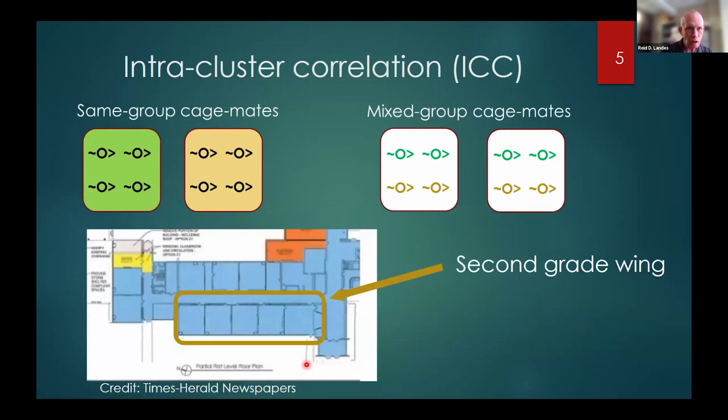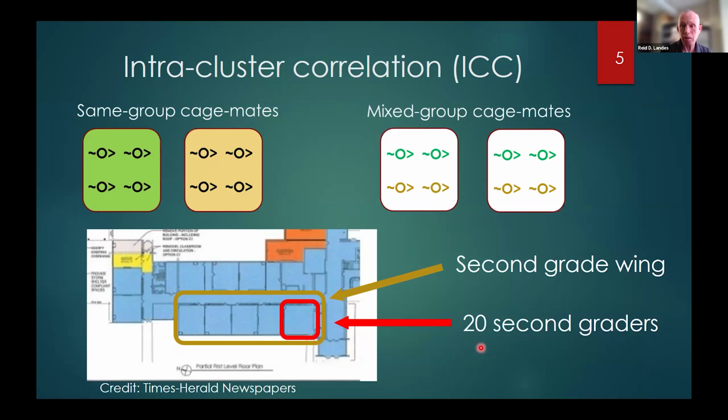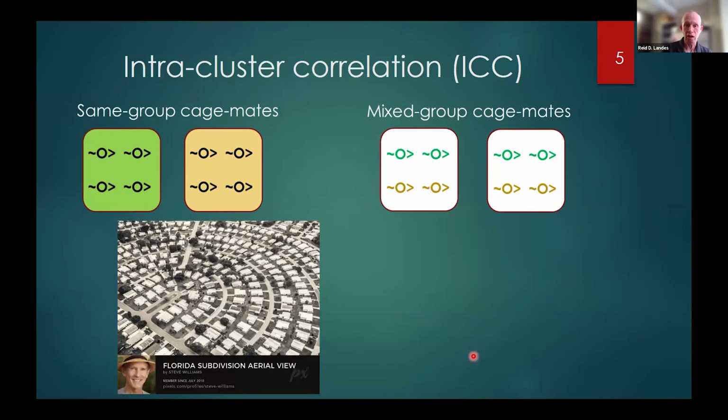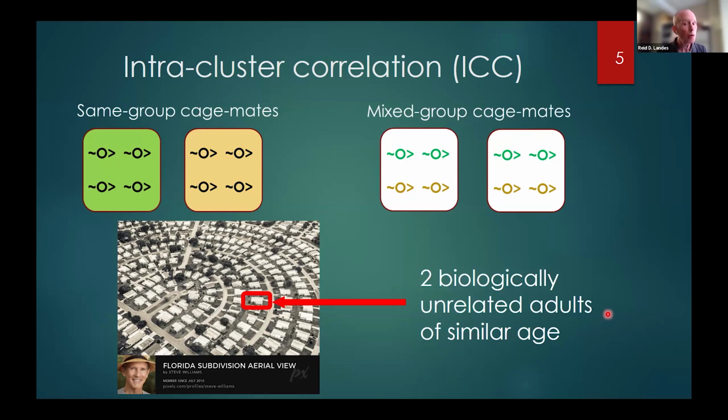In education research, here's a second grade wing of a school. At 300 feet in the air, these classrooms look a lot alike, right? And there's 20 second graders in this class. The mid-year standardized test scores in these 20 second graders are going to be more alike than the scores from these 20 second graders. And an educational researcher, you better bet, is going to take that class effect into account. Here's a subdivision. At 500 feet in the air, all these houses look pretty homogeneous. Same weather conditions, the internal temperatures are about the same. But if an epidemiologist samples 2 biologically unrelated adults of similar age from this house, that epidemiologist is going to take that residence into account when analyzing it. So this intra-cluster correlation, attention needs to be paid to it.